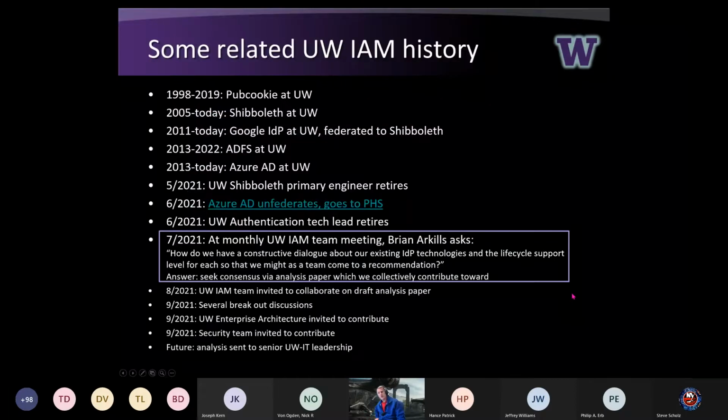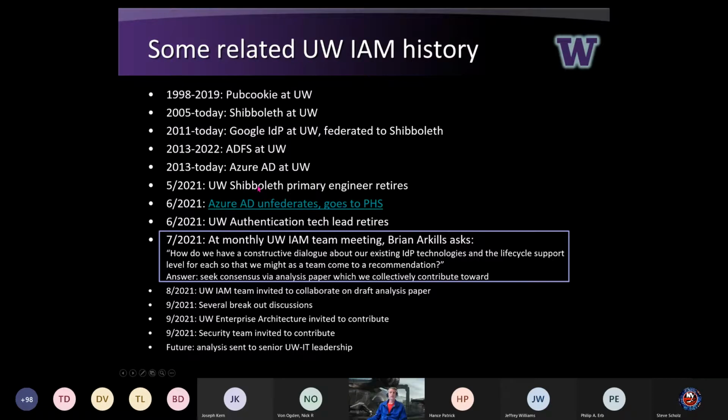All right, let's move on a little bit. So some history here, what prompted this. PubCookie had a really long run here at the UW, arguably a little bit too long. Shib was introduced midway through that and really took over. We just didn't push PubCookie down for way too long. Google and Azure AD arrived. We got ADFS in here.